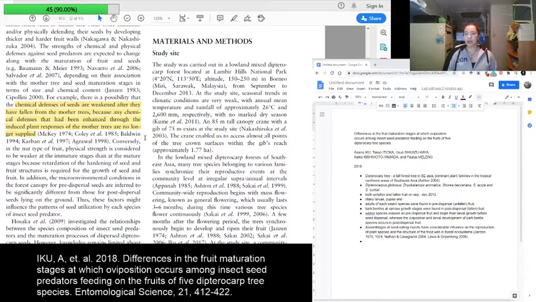Conversely, in the nut type of fruit, physical strength is considered to be weaker at the immature stages than at the mature stages, because retardation of the hardening of the seed and fruit structures is required for growth of seed and fruit. Okay, so it's weaker at immature stages. Let's just take note of that as well.